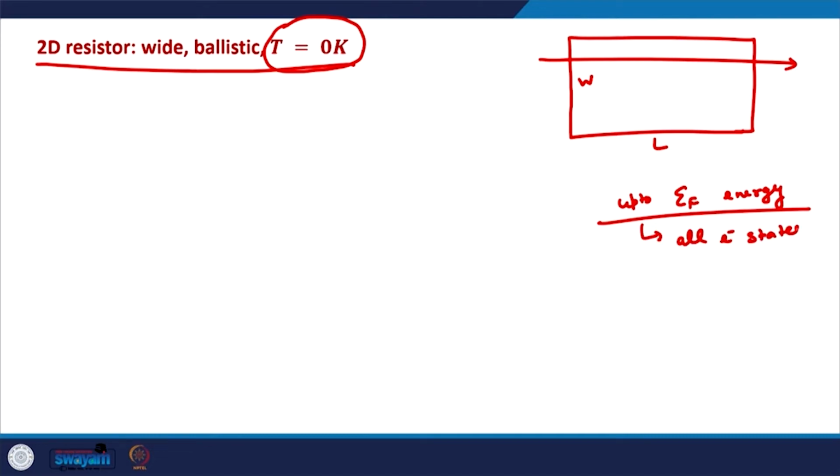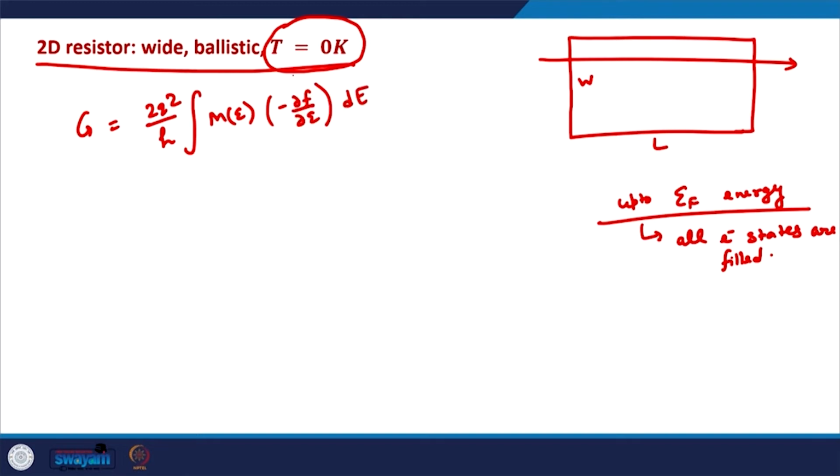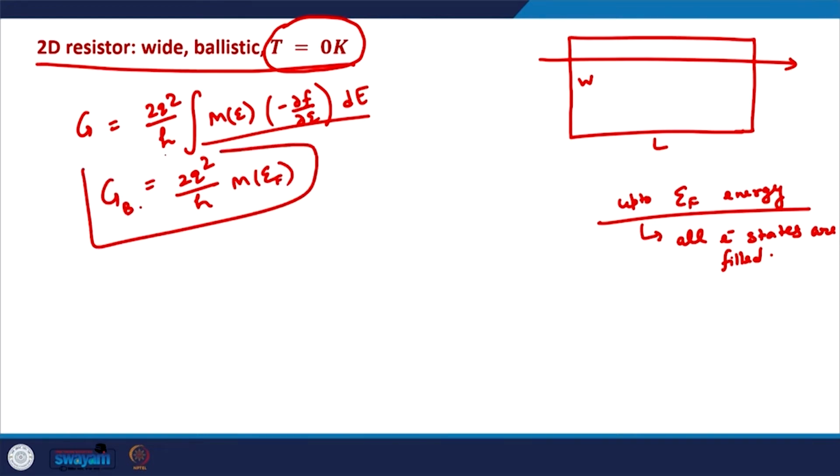If we need to calculate the resistance here, we again begin with the same expression of the conductance, which is 2q square by h. In the ballistic case, T(E) is 1, so we are just left with M(E) and minus del f by del E dE, and at 0 Kelvin this expression essentially boils down to M(EF). This is the ballistic conductor at 0 Kelvin.